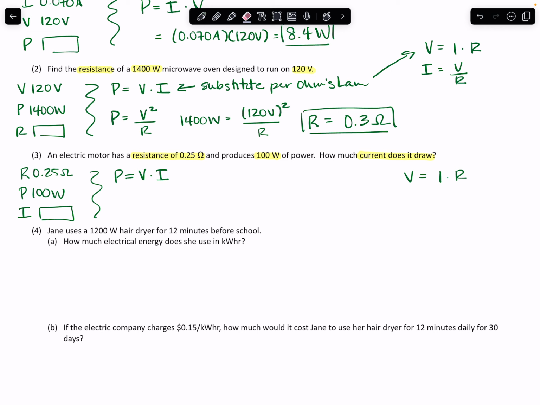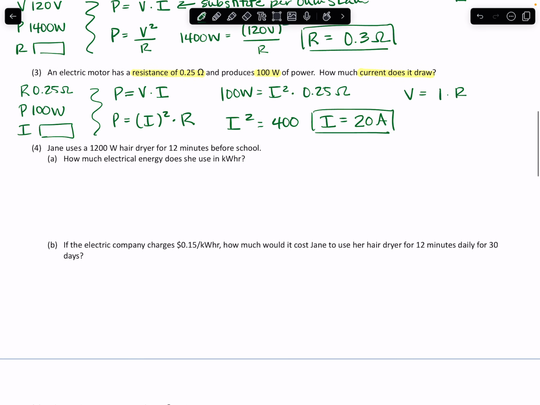I'm just going to plug in current times resistance into my power formula. So power is going to be equal to current squared times the resistance. In this case, we have 100 watts equal to I squared times that resistance of 0.25 ohms. I'm going to rearrange, and I get I squared equals 400. And when I take the square root of both sides, the current here is going to be equal to 20 amps.